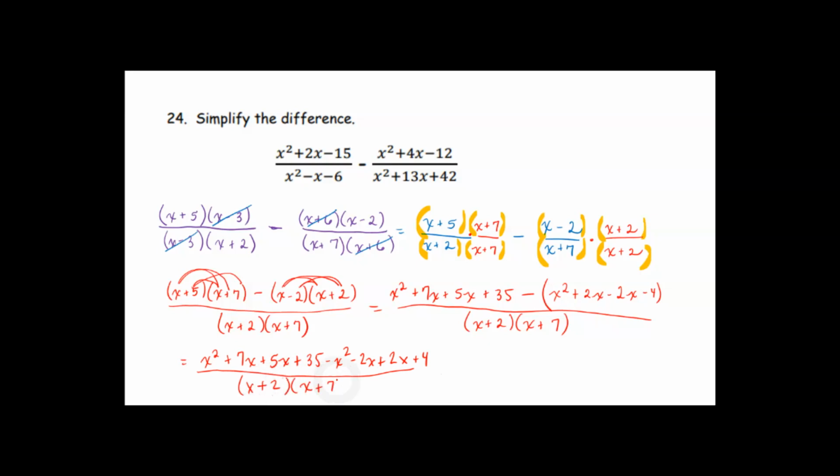All right, now we need to collect some like terms on top. X squared and x squared cancel out. Then I've got 7x, 5x makes 12x, minus 2x is 10x, plus 2x is 12x. And then I've got 35 plus 4 gives me 39. Don't forget the denominator on the bottom there. All right, friends, lots of opportunities there to be real careful. Watch your minus, make your common denominator. Whew. Take your time on that problem. Okay, it's going to be one you want to spend some extra time on.